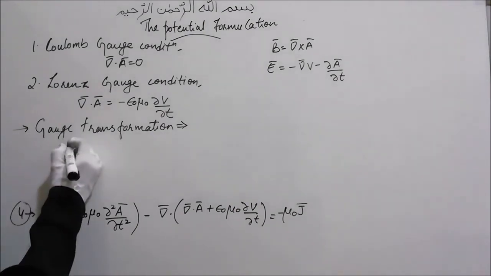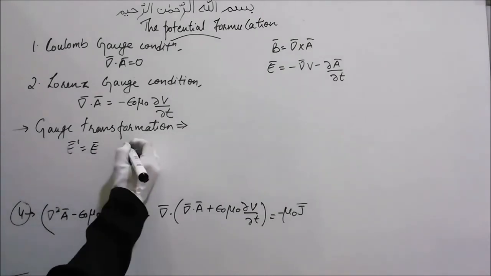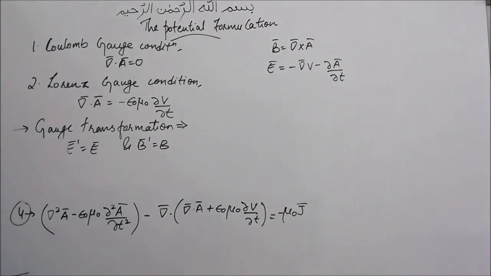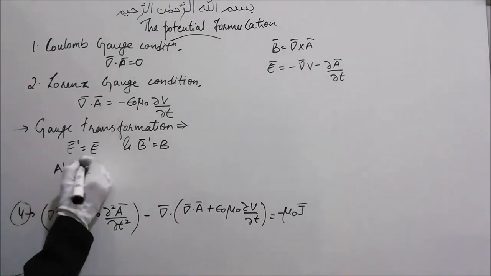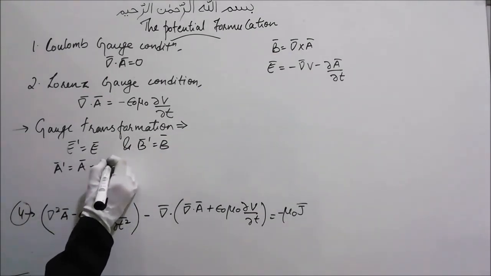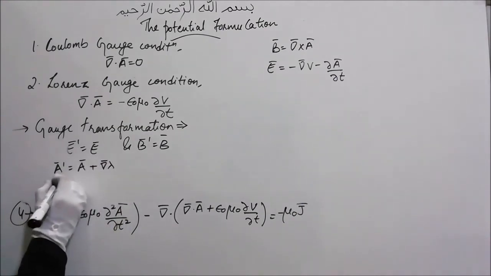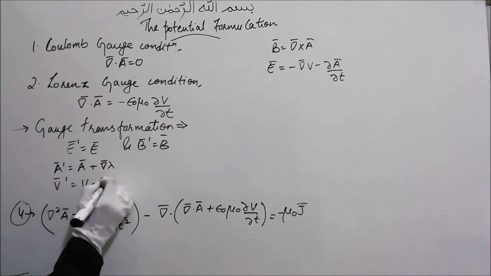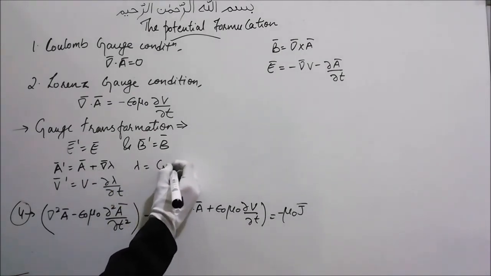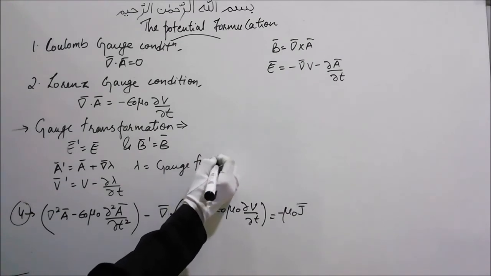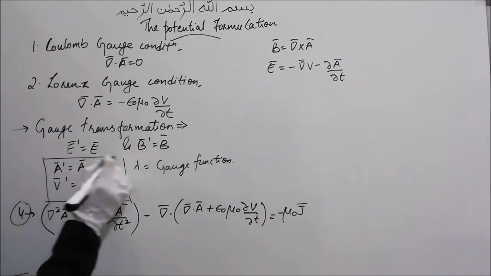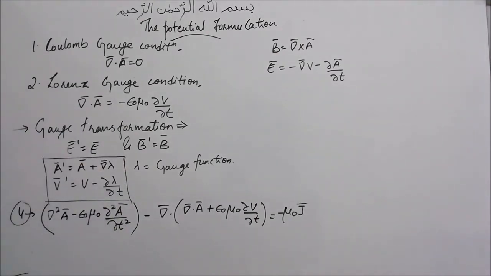That is, the new E dash will be equal to E and B dash will be equal to B, but A and V here will change. That is, A dash will be equal to A plus del lambda and V dash is equal to V minus del lambda by del T. This lambda is called the gauge function. Just remember this. You can directly use the formulas in the problems.